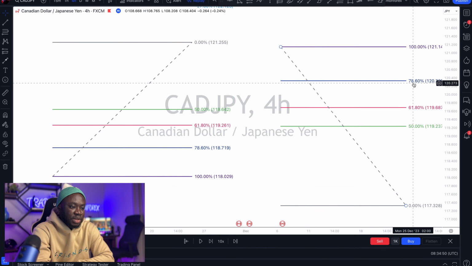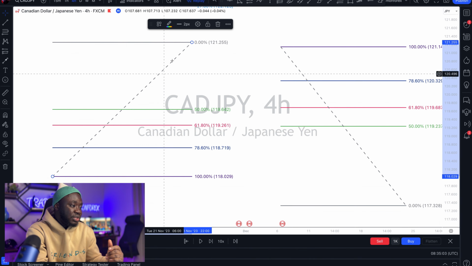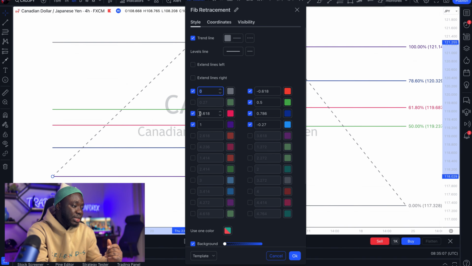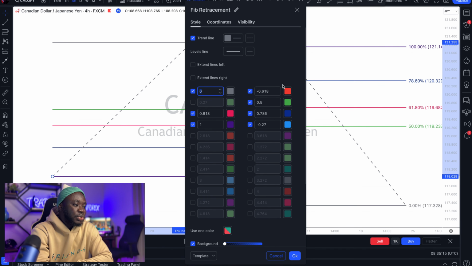You can see my 78.6, my 61.8, and then my 50%. If you want to have the same settings as I do, I'll just click on it briefly. So you just come here and just take a snapshot and then make sure you have the same settings. So I'll just come to style. So you can see clearly my main levels are all here. Just take a snapshot briefly of it. I'll give you just a second so you can take a snapshot of it, so you can have the same levels. You can give it whatever color you want. You can do whatever settings you want.